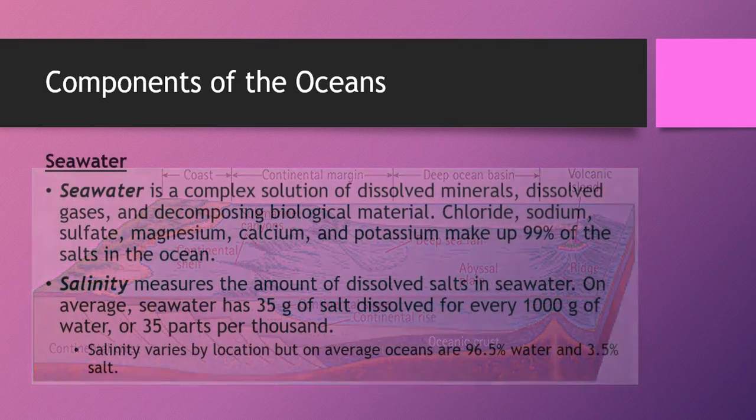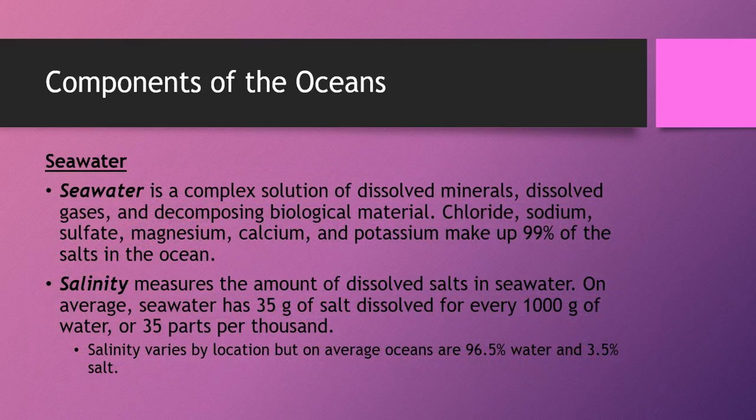The water in the oceans, which we call seawater, is a complex solution of dissolved minerals, dissolved gases, and decomposing biological material. So chloride, sodium, sulfate, magnesium, calcium, and potassium make up 99% of the salts in the ocean. So we're very familiar with sodium chloride, it's table salt. But these are not the only types of salts that can occur. You can have potassium chloride, calcium chloride, for example. And you find these types of salts inside the ocean. Additionally, you find dissolved gases of carbon dioxide in the water as well.